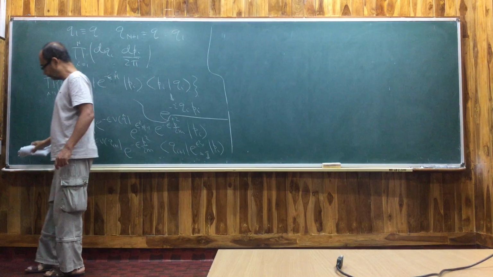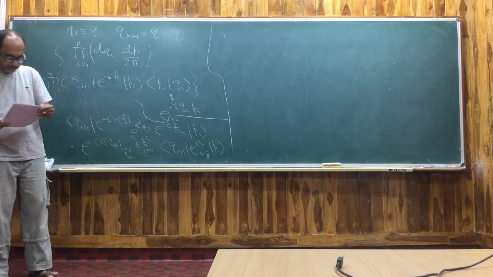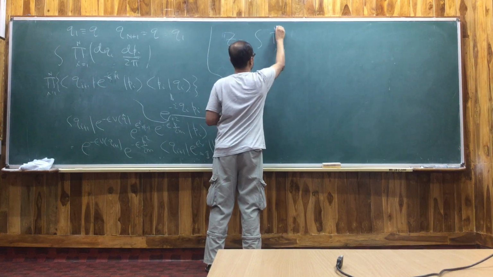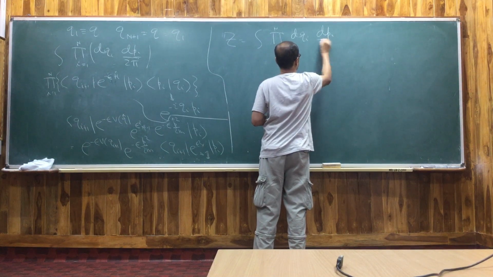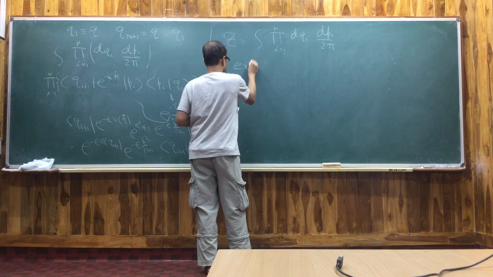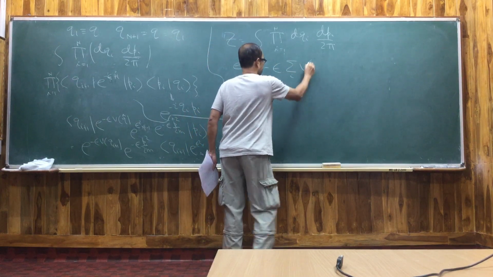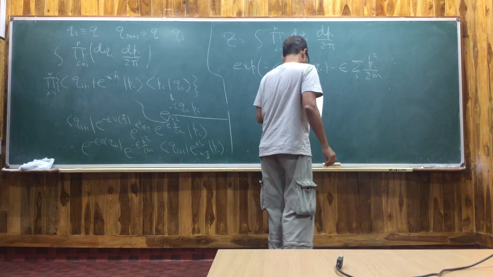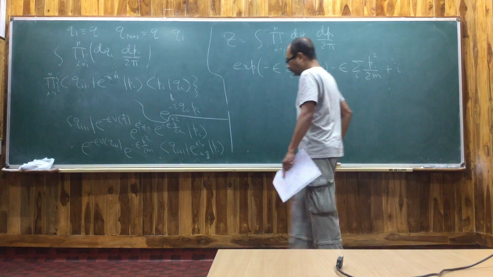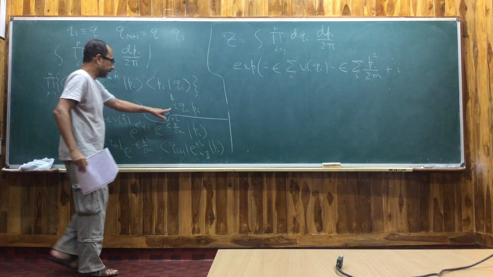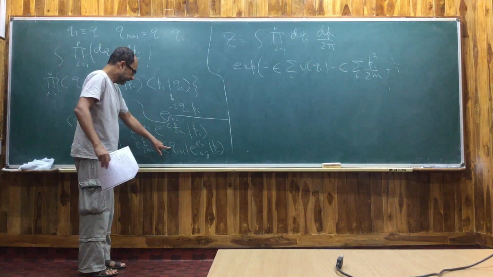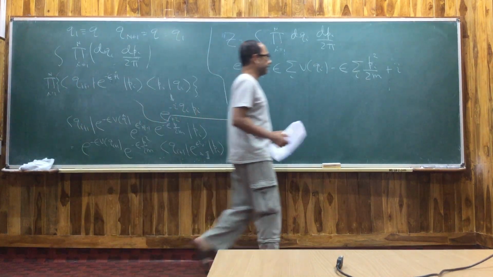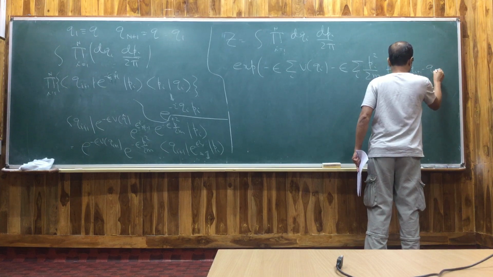Other questions? So let me write it. Basically you get Z as the integral, product i equal to 1 to n, dq_i over 2 pi, and then exponential of minus epsilon sum over i of p_i squared by 2m, and then we have i. You already had e to the minus i q_i p_i. Here you have q_{i+1} p_i, so that's e to the power i times q_{i+1} p_i. So e to the power i times (q_{i+1} minus q_i) times p_i.